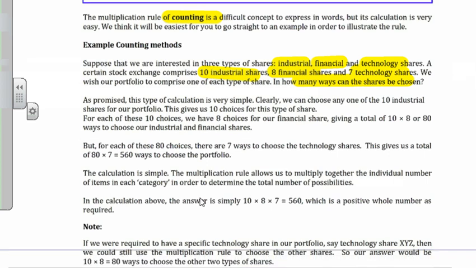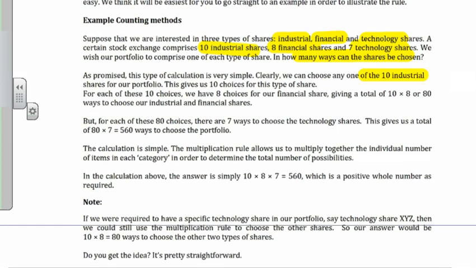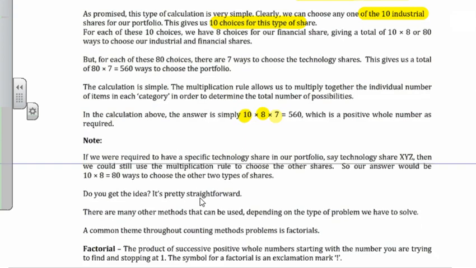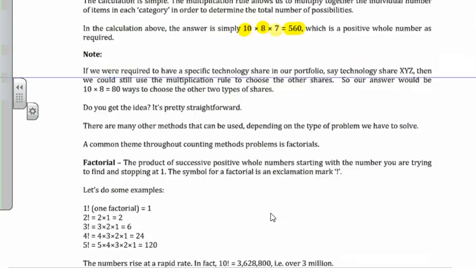It's a fairly simple calculation. We choose one of the 10 industrial shares. How many choices is that? 10 different choices. Going to financial, again, we've got 8 different choices, and for technology shares, we've got 7 different choices. Nice and simple calculation. How would we do the calc? You say 10 different choices for industrial, 8 different choices for financial, and 7 different choices for technology. Total of 560 different choices. Everybody comfortable with that?